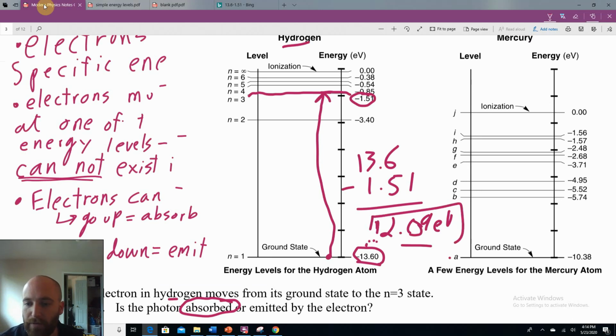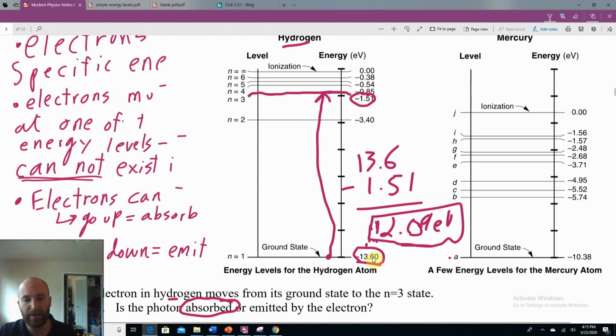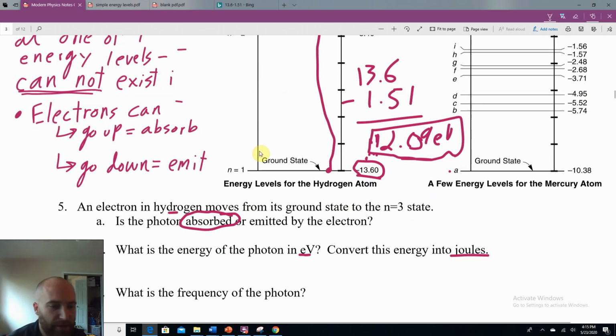And I'm hoping what you realize there is that we did the exact same thing as the previous questions, the ones where the numbers were simple. If you went from here to here, we just found the difference to figure out how much got absorbed. Same thing here. We went from 13.6 to 1.51. The difference is what got absorbed. So the answer over here is 12.09 electron volts. And then something else I could ask you to do is to convert it into joules, which is exactly what I asked you to do here.